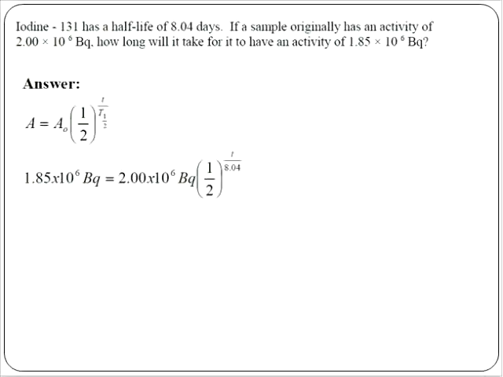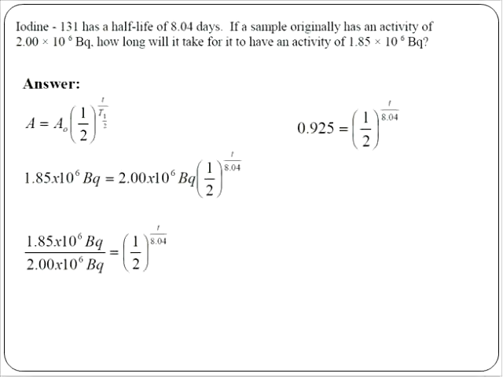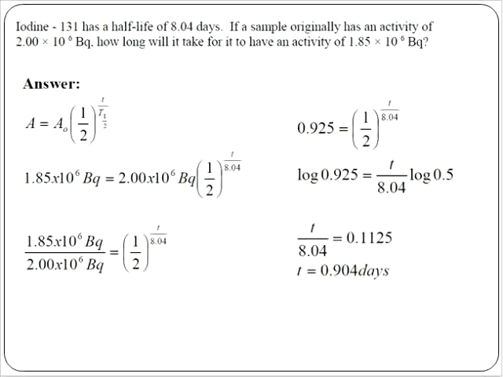So you divide both sides, first of all, by 2.0 times 10 to the 6 to get that. Okay, that's going to equal 0.925 is equal to a half to the power of t over 8.04. Now you use logs. And when you use logs, you can take that exponent down in front of the log. That's the whole point of using the logs in the first place. Then you divide both sides by the log of 0.5 to get that, 0.1125. And the answer then, when you cross multiply, would be 0.904 days.